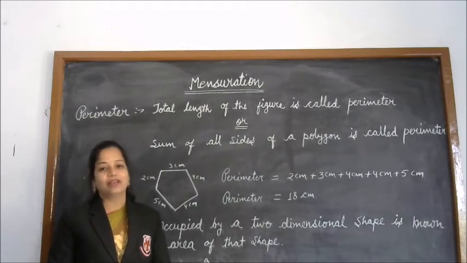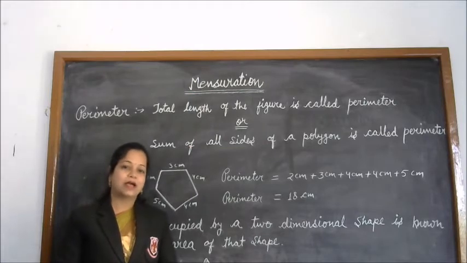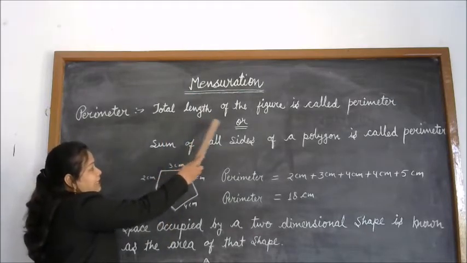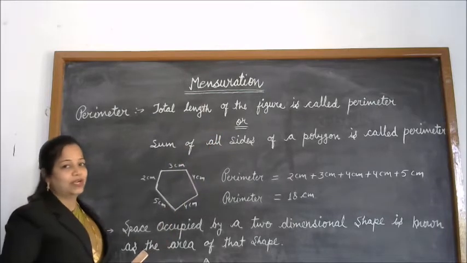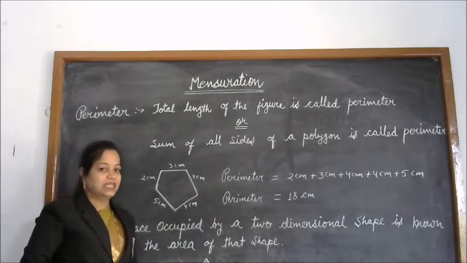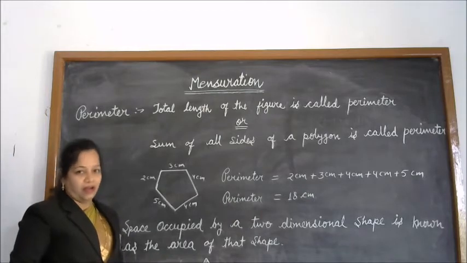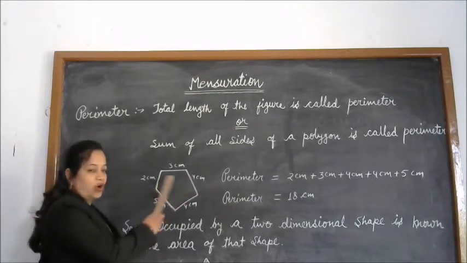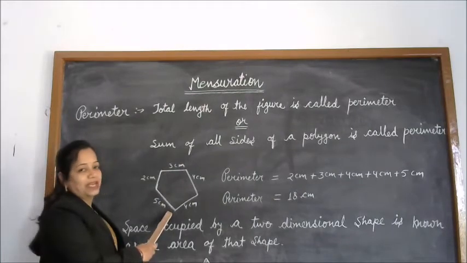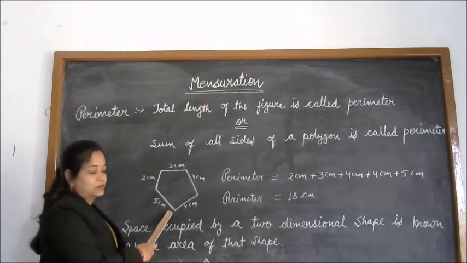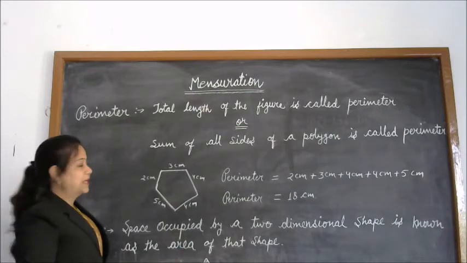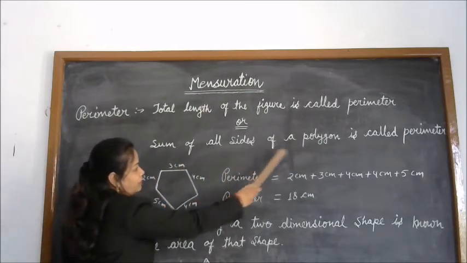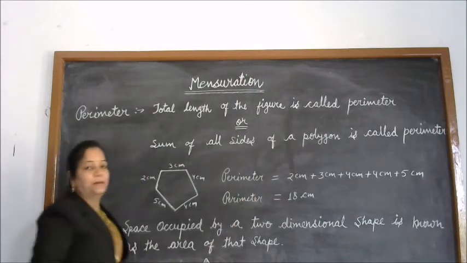So first of all, we will understand what is perimeter. Total length of the figure is called perimeter. Means if we have a figure like this, so total length of this figure is known as perimeter. Second definition of perimeter is sum of all sides of a polygon is called perimeter.